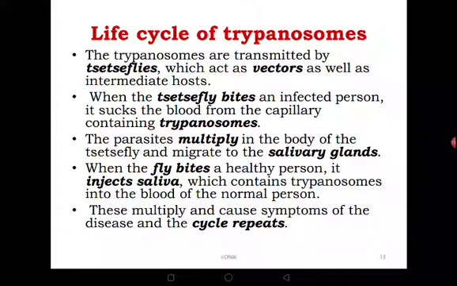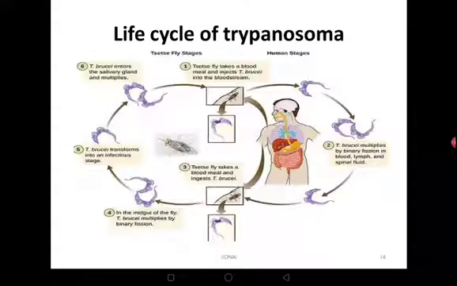So we shall see later on how we can prevent it, but the most important is we have to stop the tsetse fly in order to stop trypanosomiasis. So in simple terms, you can see from there a much more detailed life cycle of the trypanosoma.